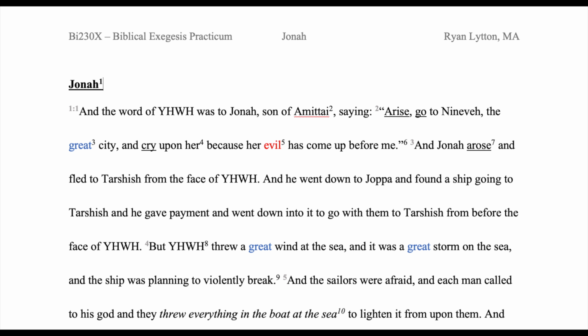And so if you see a word in blue, even if it's not translated as great, that would be gadol in Hebrew, the word great. And if you see a word in red, even if it's not translated as evil, that would be the word ra in Hebrew. Okay, and so those are just things for you to note.